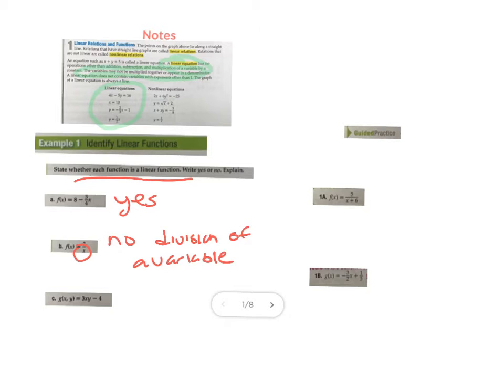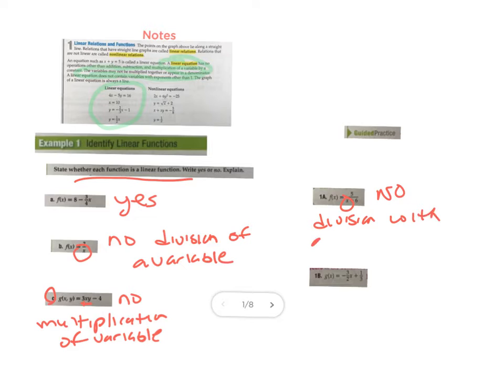Now, if we look at our next problem, letter C here, we have two variables being multiplied, so this is also no, it's multiplication of variables. So these are the reasons why you would not be. Then we look at our next problem, we have a variable in the denominator, so this is also no, division with a variable. And then our last problem can be tricky because we have fractions, but the variable is not in the denominator. It is part of the numerator, actually. So this is a linear equation.